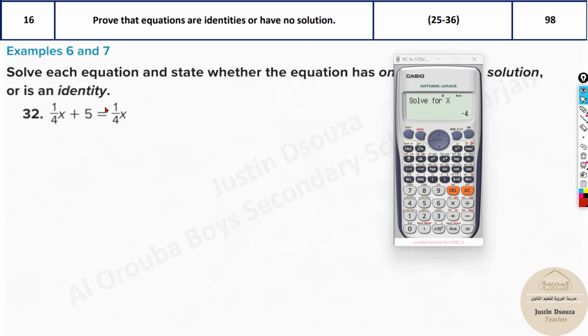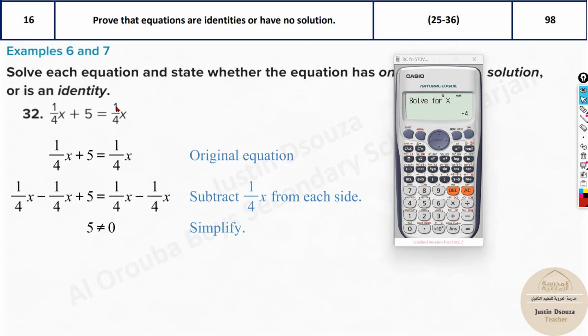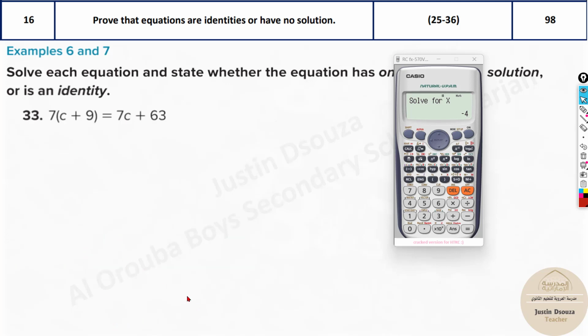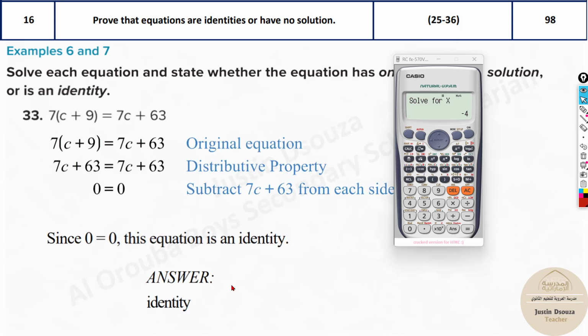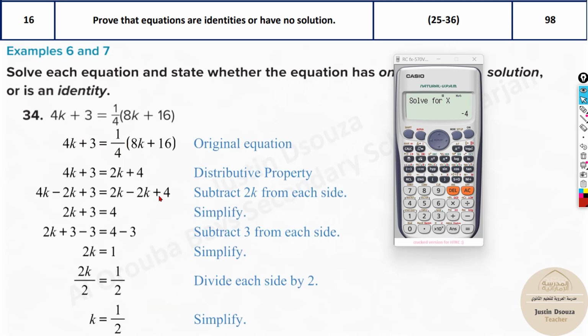And similarly, please see, now this one cancels off and it is no solution because 5 equals 0 is not true. This and this cancels. It will be 5 equals 0, which is basically not equal to, therefore no solutions. And here also it's either identity or no solution. Why? Because when you multiply 7 times c, 7c, 7c cancels. And 7 times 9 is 63. So it's an identity over here. They both are equal. 63 equals to 63 or 0 equals 0. That's identity. Now same way, please do solve the others.